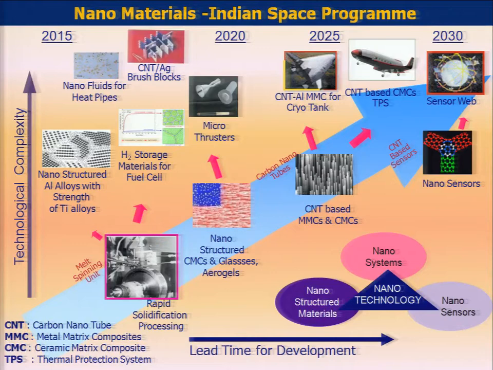And we are looking at between 2015 to 2030, a host of materials and technology complexity, which is going from nanofluid for heat pipes, and then for microthrusters. Then you also have nanostructural materials to reduce the weight of both the launch vehicle parts as well as the satellite parts.